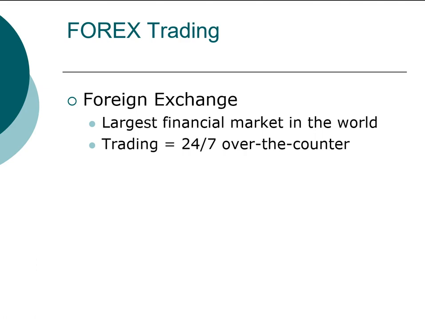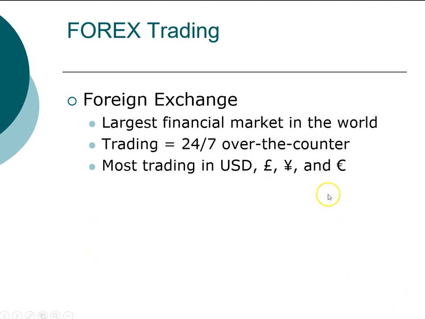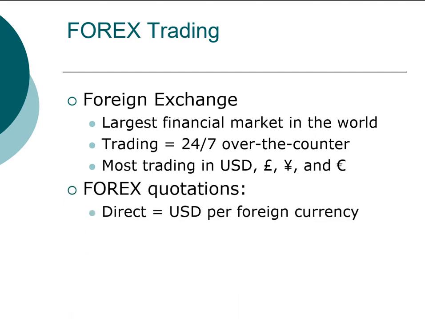The most common currencies that are traded include the US dollar, British pound, Japanese yen, and the euro. So these are the symbols that you may see in foreign exchange currency. And the quotation, if you want to buy currency, you may be given one of two ways. One is a direct quote. A direct quote is from a US perspective. This is how much US dollar you get per one foreign currency.